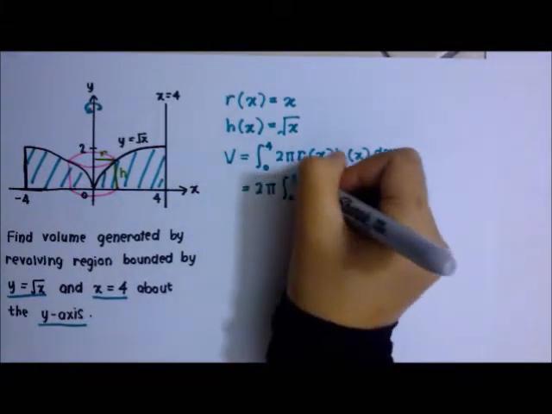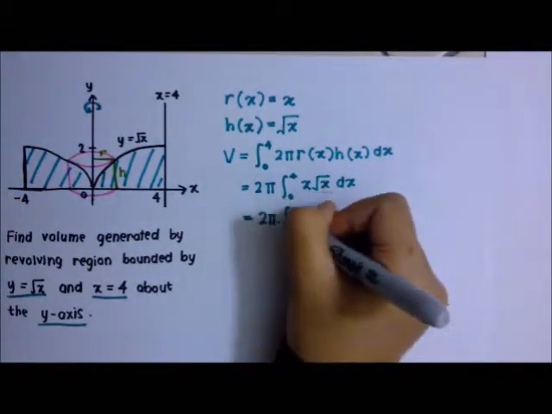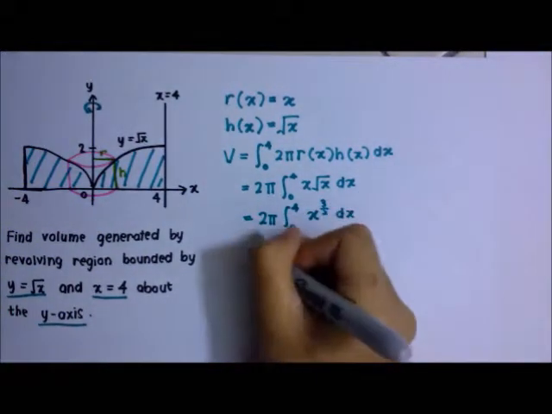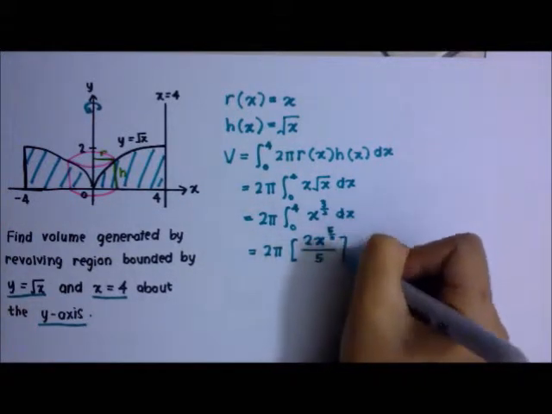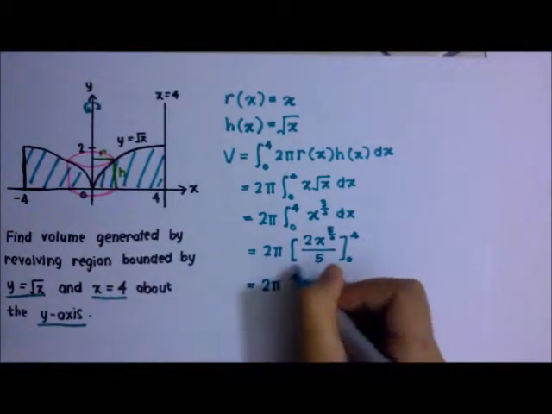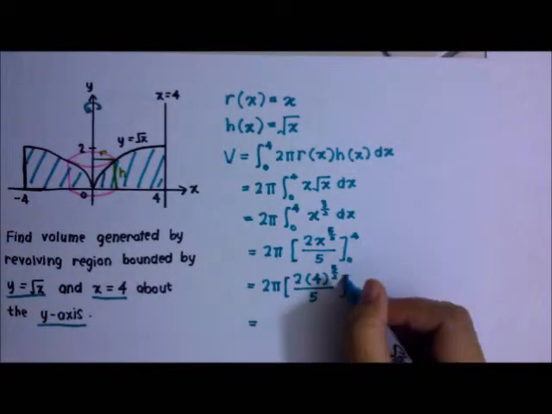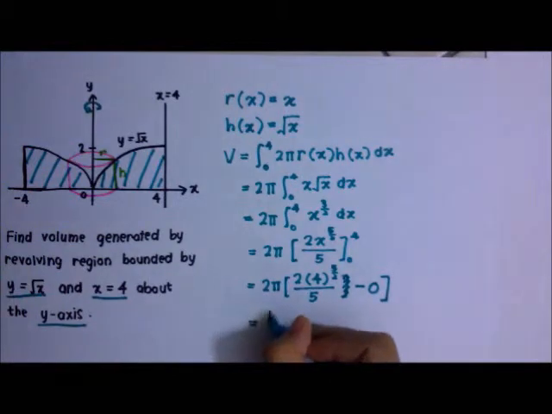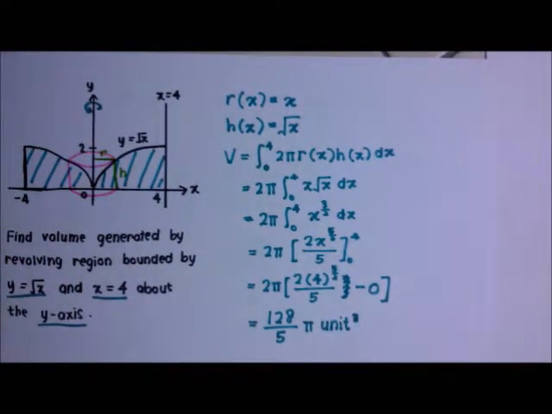Since 2 pi is a constant, we can take it out and integrate x times square root x from 0 to 4. Now you can integrate it, and in the end we will find the answer is 128 over 5 pi unit cube. Since there is no unit provided, you just put it as unit cube.